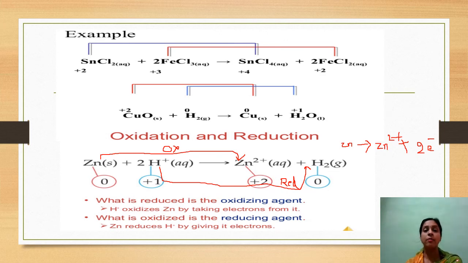Similarly, look here: SnCl2 to SnCl4, the oxidation number is increasing, right? So this part will show oxidation. Whereas FeCl3 is converted into FeCl2, so this goes from +3 to +2. So this part will be showing reduction.